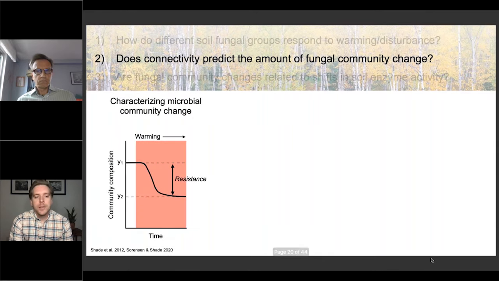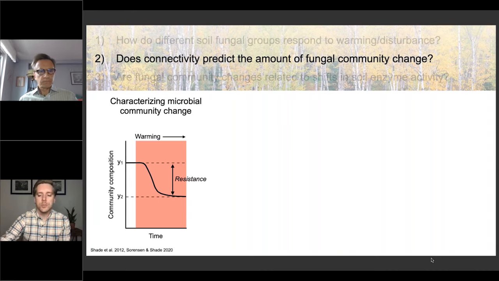And one framework we can think about in terms of predicting community change is this disturbance framework, where you have some measure of community composition on the y-axis, and time on the x-axis, for instance, and some disturbance event like warming occurs at some point in time. You measure the composition of the community before the disturbance at y1, and then you measure it later on at y2. That difference in community composition reflects how resistant the community is to changing pre versus post that disturbance.